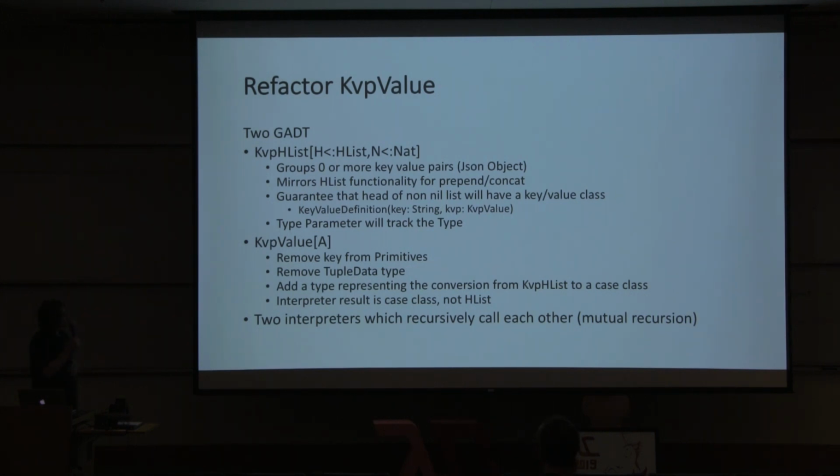GADT. And this second KBP value, which we showed earlier, we're going to remove the tuple type, and we're going to add this new class, which is now a representation of converting the H list to the case class. Okay, and because we have two algebras, we now have two interpreters that will recursively call each other. This is called mutual recursion.